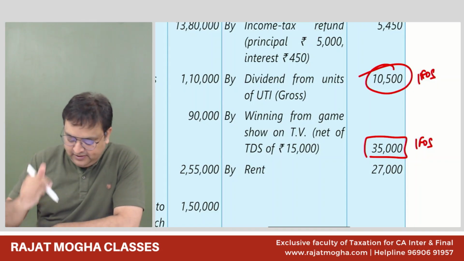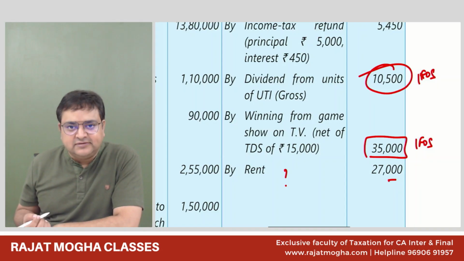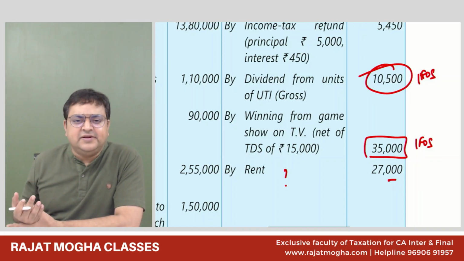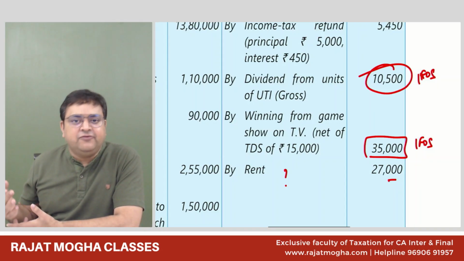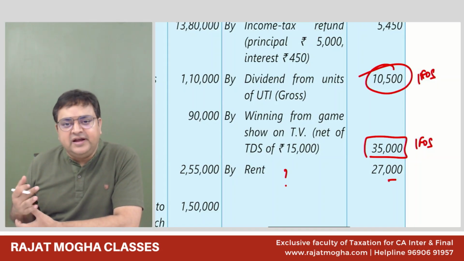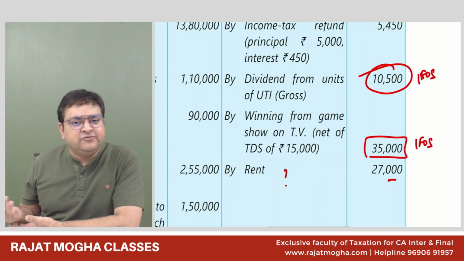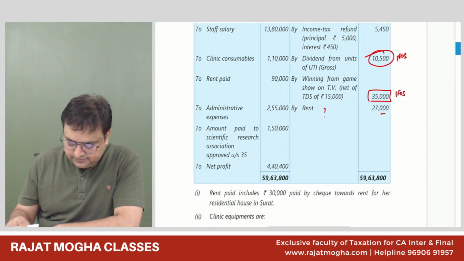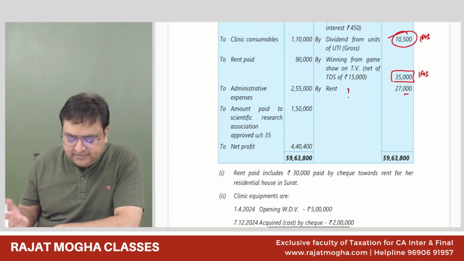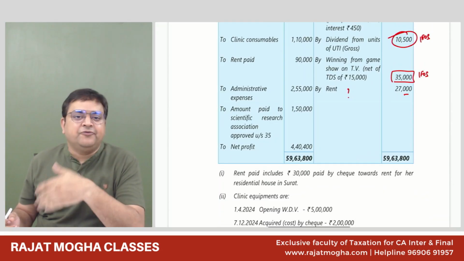Correct. By rent, 27,000. They have not mentioned what type of rent it is. So let's say if nothing is mentioned, it can be considered that it is rent for a property, so it will go to house property. Or if it is rent for, let's say, machines, etc., then it will go to IFOS. So it depends what kind of rent it is. But yes, this is some other income. It is not PGBP because her business is that she is a professional doctor.